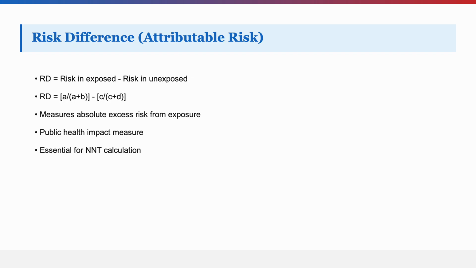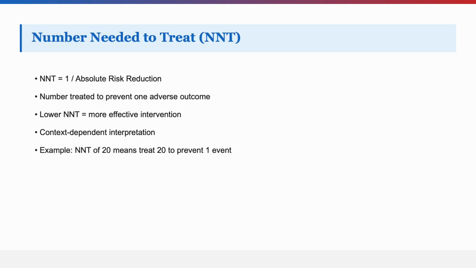If an intervention reduces surgical site infection from 5% to 3%, the risk difference is 2%. For every 100 surgeries, you prevent 2 infections. That's actionable information. Relative measures tell you about strength of association. Absolute measures tell you about public health significance. You need both. Number needed to treat, or NNT, takes risk difference and translates it into clinical practice.